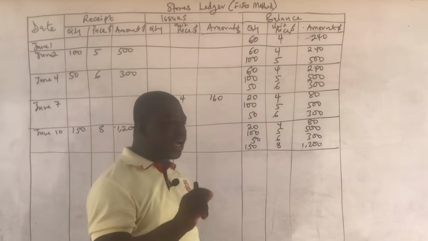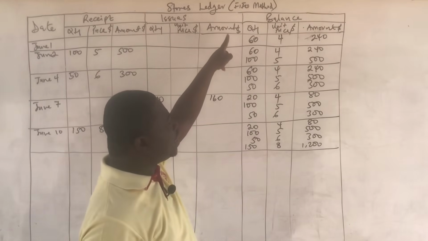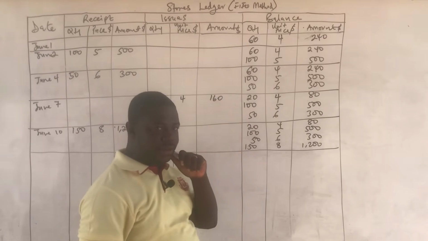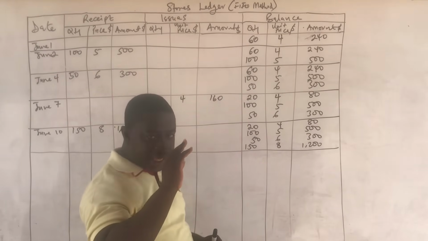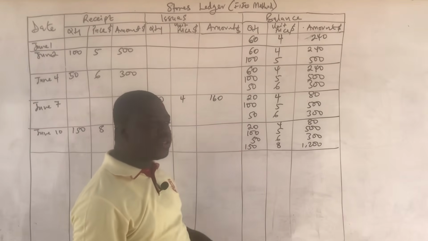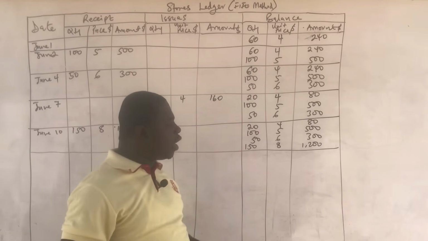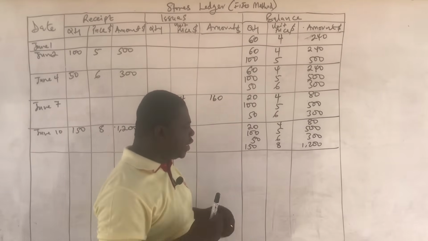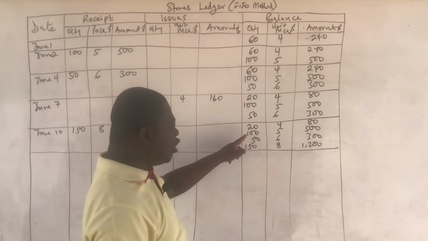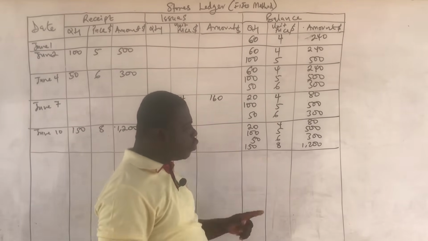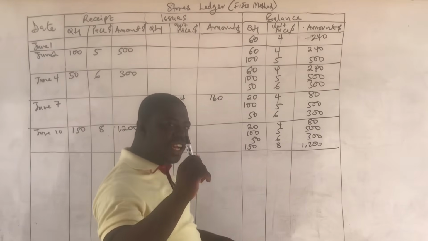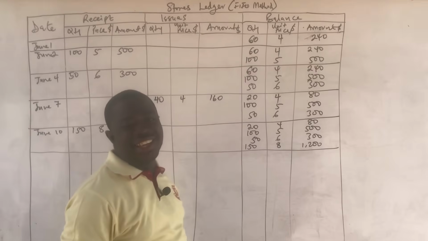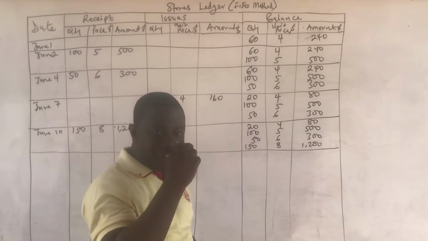Now, if you are issuing out 130 with the principle of first in, first out, it means that the first 20 will go out first. If the first 20 goes out, how much more do you have to issue? You have 110 more, because if you take 20 out of the 130, you still need to issue 110. Then you move to the next one, it's 100. So the 100 will also move. You will still be left with 10 to issue. Then the last 10 will be taken out of the 50. So this is how to go by the first in, first out.